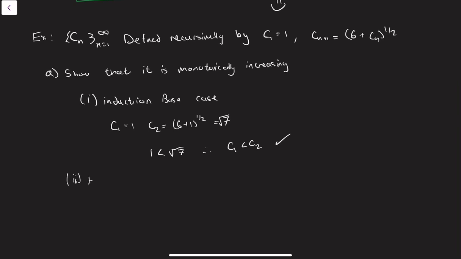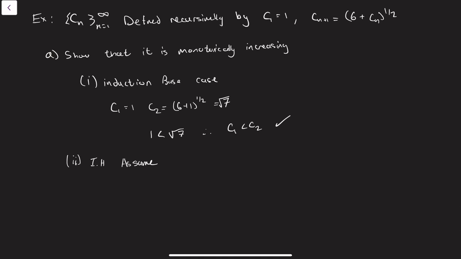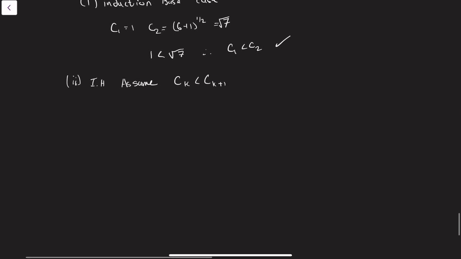Then we need to do our induction hypothesis. So assume that we have Ck being less than C(k+1). And lastly, the induction step: we need to prove that C(k+1) is going to be less than C(k+2). So it's exactly similar to the previous example.